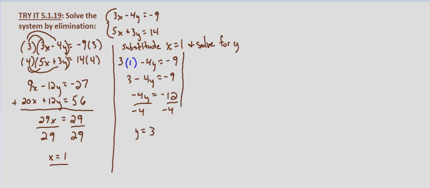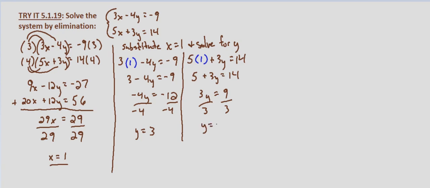So let's put that into our second equation. x equals 1. 5 times 1 plus 3y equals 14. 5 plus 3y equals 14. Subtract 5 from both sides. 3y equals 9. Divide both sides by 3. y equals 3. So the solution is 1, 3. The point 1, 3.